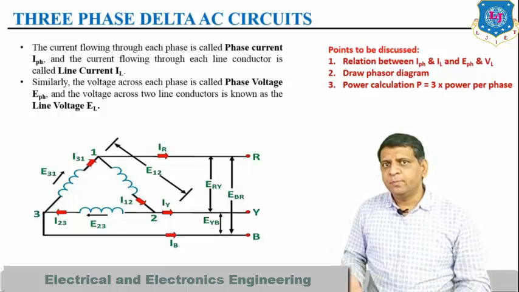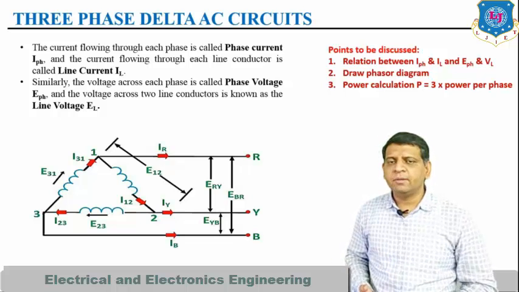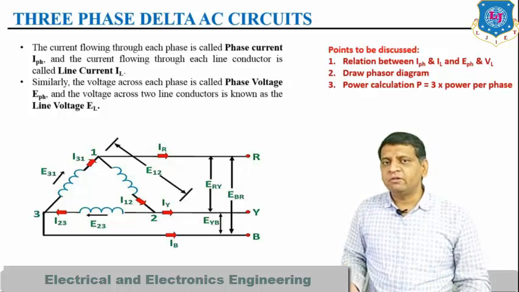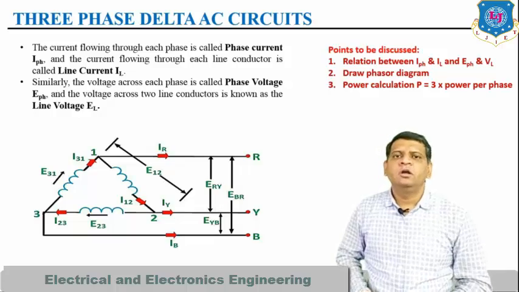So we have to find the relationship between line current and phase current, and line voltage and phase voltage, for the delta. Same way, point number 2, we have to draw the phasor diagram, and point number 3, we have to calculate the power, and that power is nothing but 3 times the power per phase.